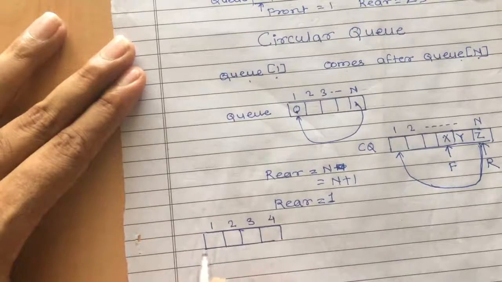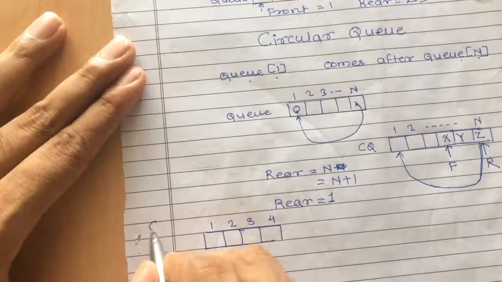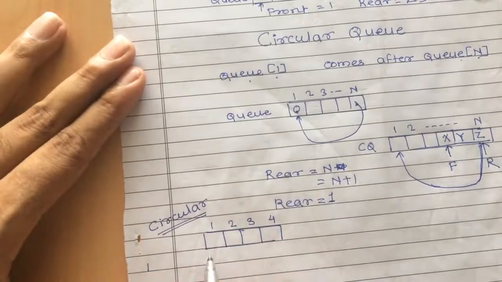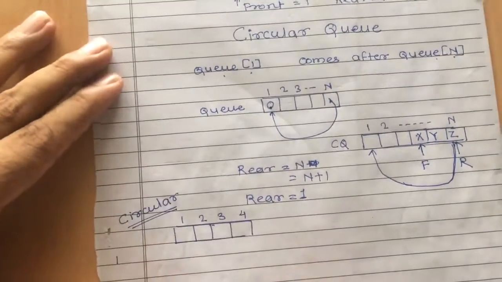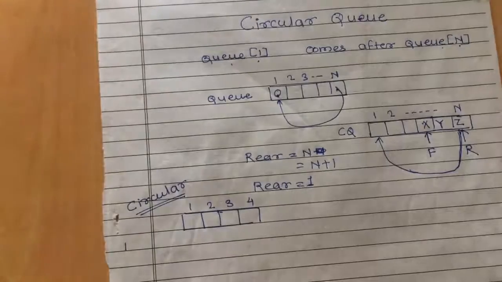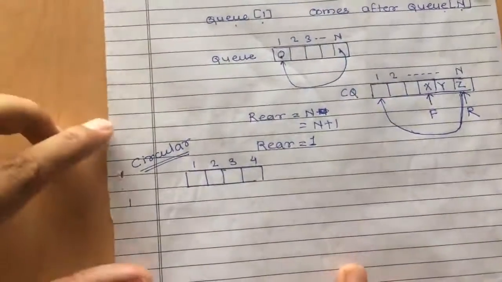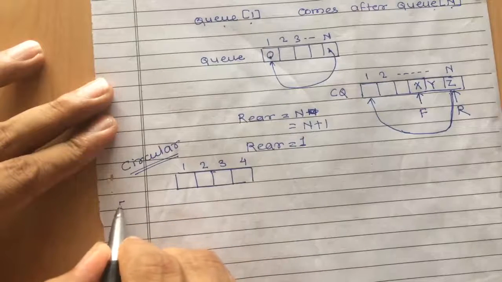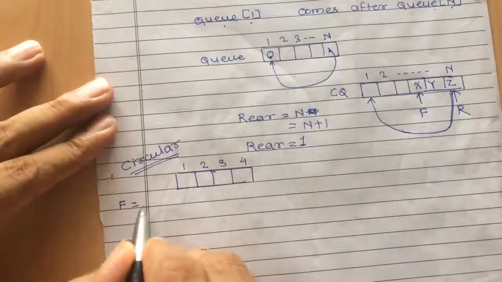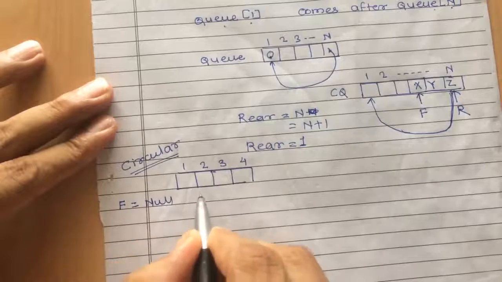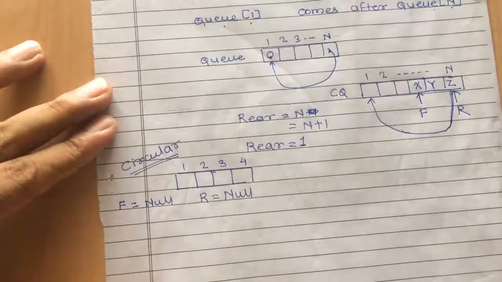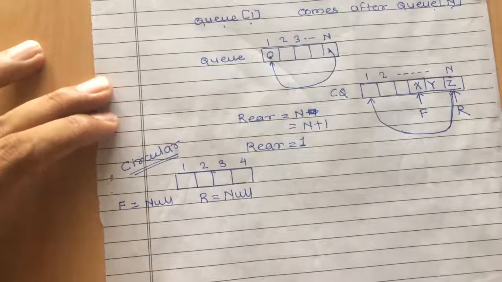Initially, this queue is empty. This is a circular queue. Assume that this queue is a circular queue. So in this case, no single element is present in this queue, so my front is equal to null and rear is also equal to null. When front and rear both are equal to null, it indicates our queue is empty.